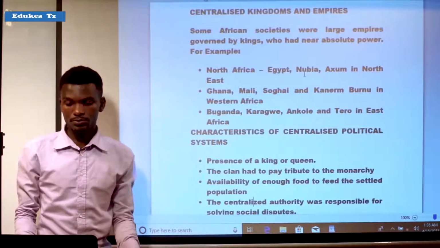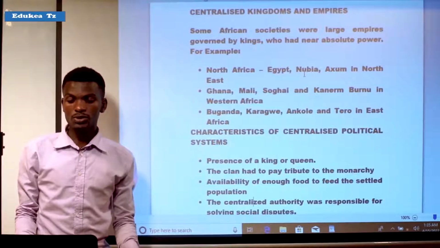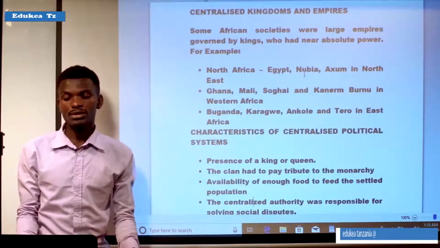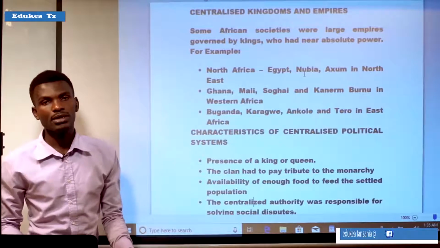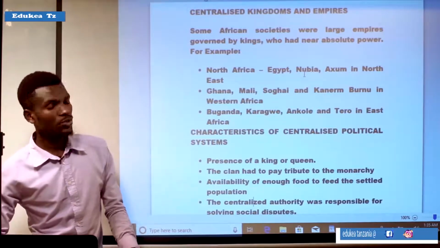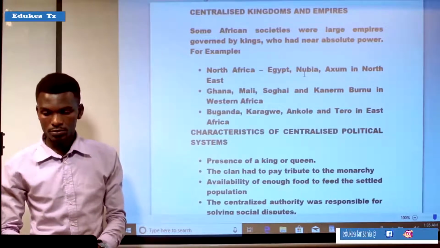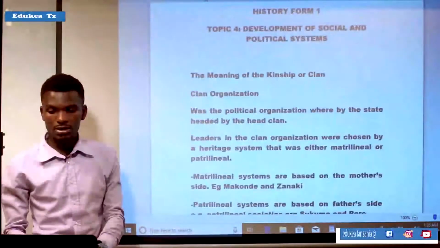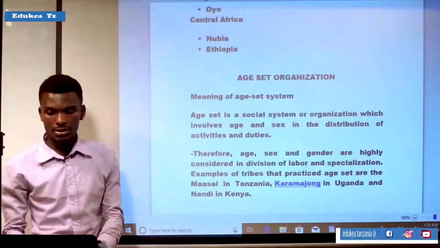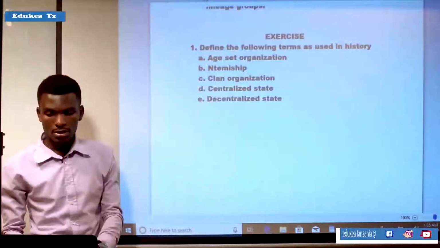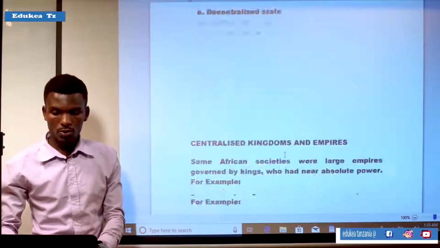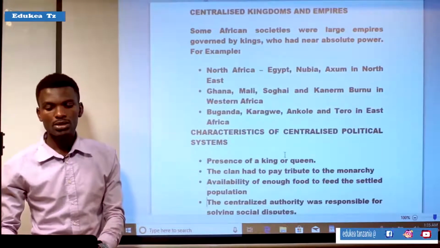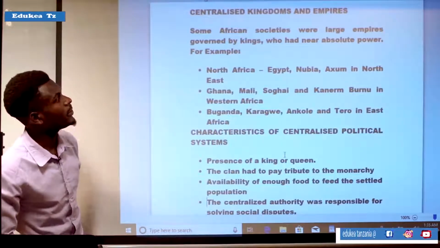Welcome to history class as we proceed with our fourth topic, which is the social and political development in Africa. We are going to see centralized kingdoms or empires. In the last session, we ended with decentralized societies. So now we are going to see the centralized kingdoms or empires.